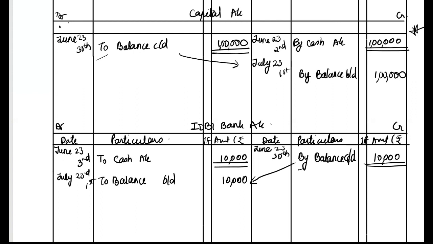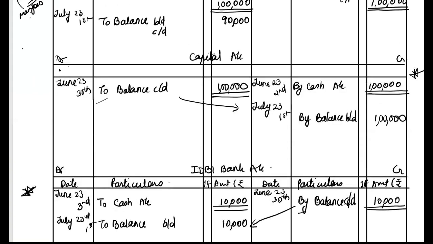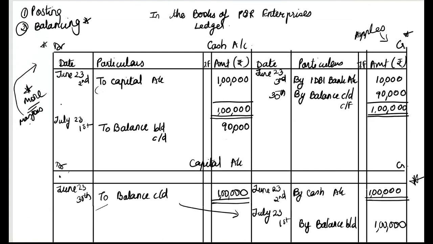If I have to see the IDBI bank account, the IDBI bank account has the debit side more. So I will say it has a debit balance. So if I have to write here in the first case, the cash account is having a debit balance because the debit side is more. Which side is remaining more? This is the debit side. So the debit side is more, so it has a debit balance.